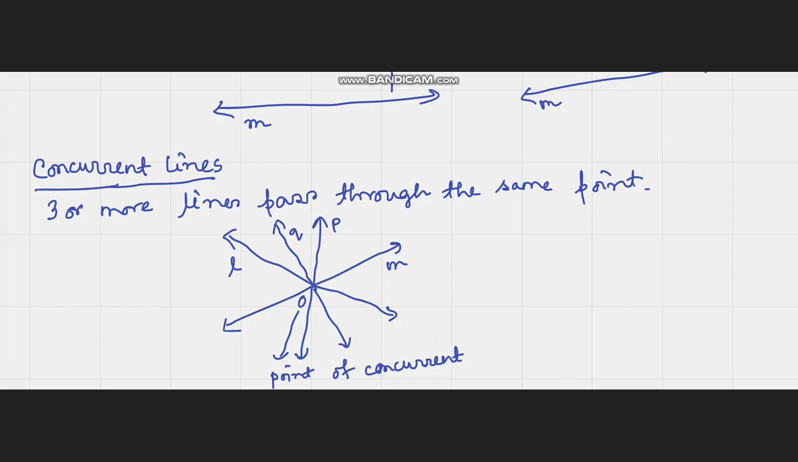So what we have done today: we have learned about the plane, what a plane is, then we learned about the point, and then we learned about line segment, ray and line, and we have also learned about different types of lines like intersecting lines, parallel lines and concurrent lines. So hope you have understood this concept clearly now.